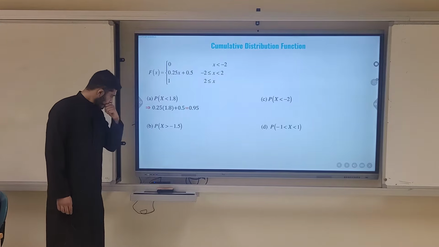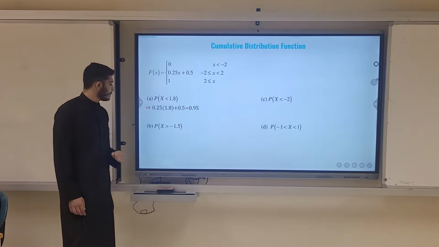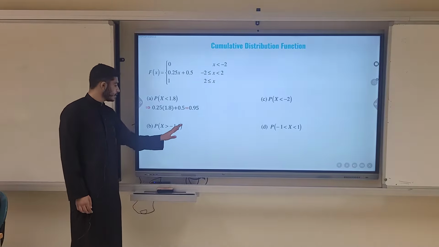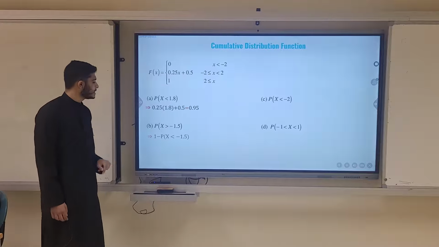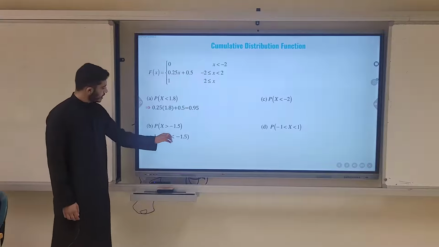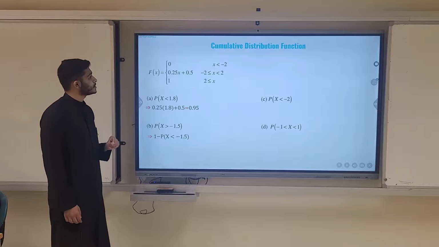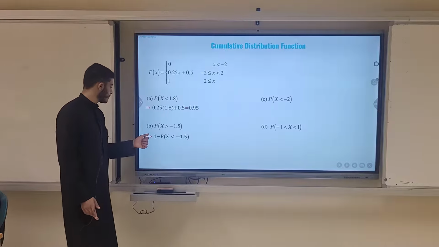Next one: the probability of x greater than -1.5. Is it cumulative? No, it is not. We have to make it cumulative. How? Using the complement method. So after we've done this, here is the cumulative expression. Now we can use the cumulative distribution function to solve it.